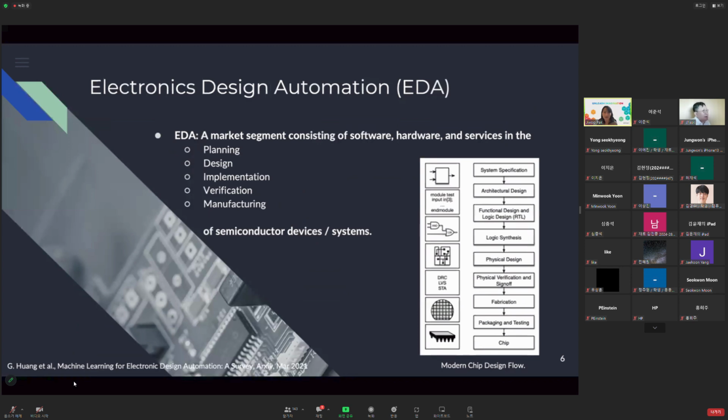So electronic design automation is the field, or a market segment from the business point of view, consisting of software, hardware, and services in semiconductor device planning, design, implementation, verification, and manufacturing. Typically the modern chip design flow starts from the system specification. We would like to have, for example, a 4 gigahertz CPU chip, and then there will be architectural design.